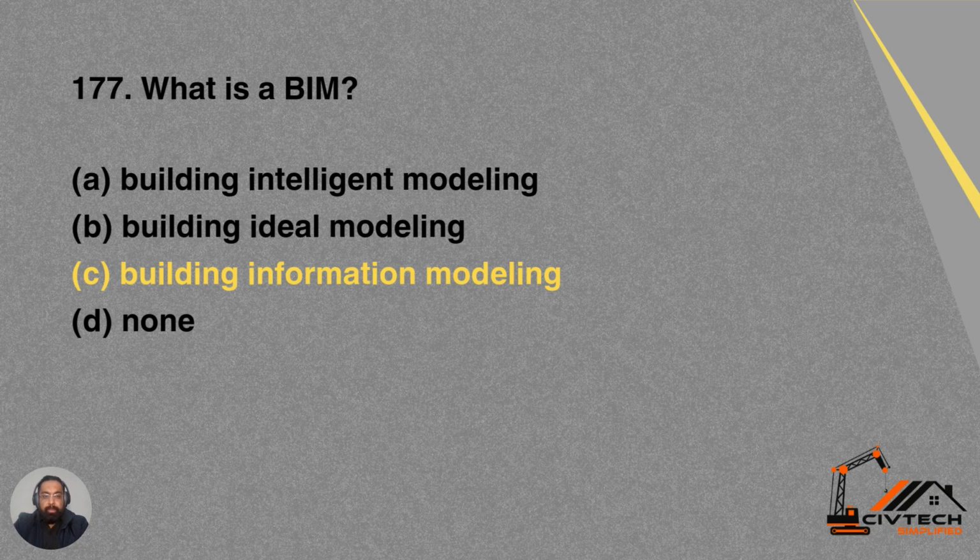177. What is a BIM? Option A, Building Intelligent Modeling. Option B, Building Ideal Modeling. Option C, Building Information Modeling. Option D, none of the above. So BIM means Building Information Modeling. C is the correct answer.